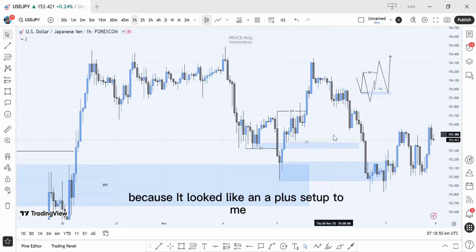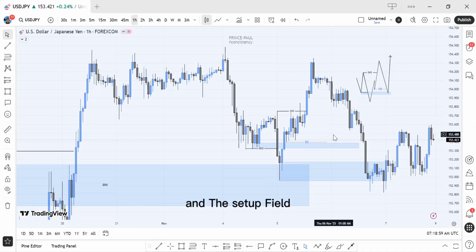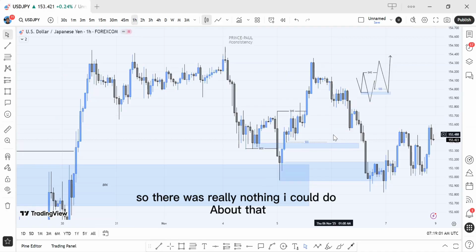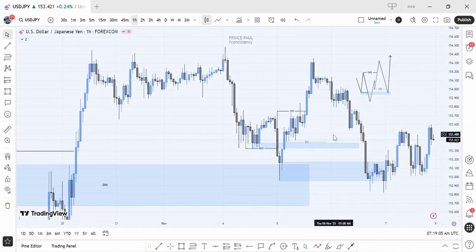So either way, I would have lost the trade, and I didn't really understand why the setup failed because it looked like an A plus setup to me. I had met all my criteria and everything, and I just had to take the risk, and the setup failed. So there was really nothing I could do about that, and that was how I lost that particular trade on USDJPY, right?